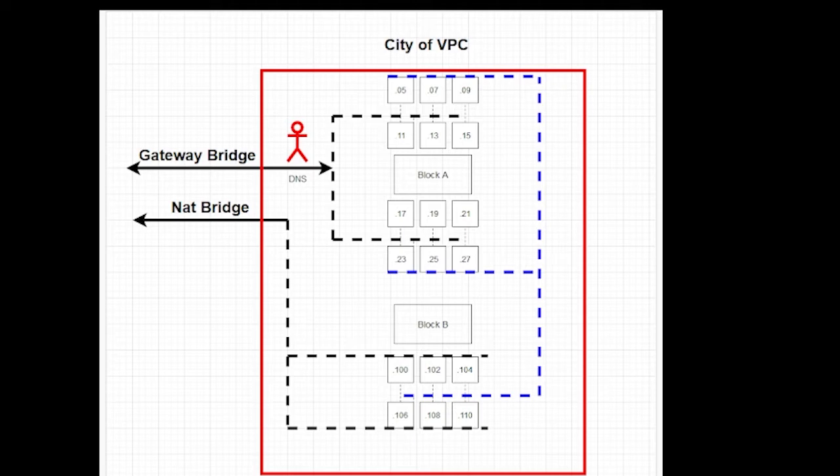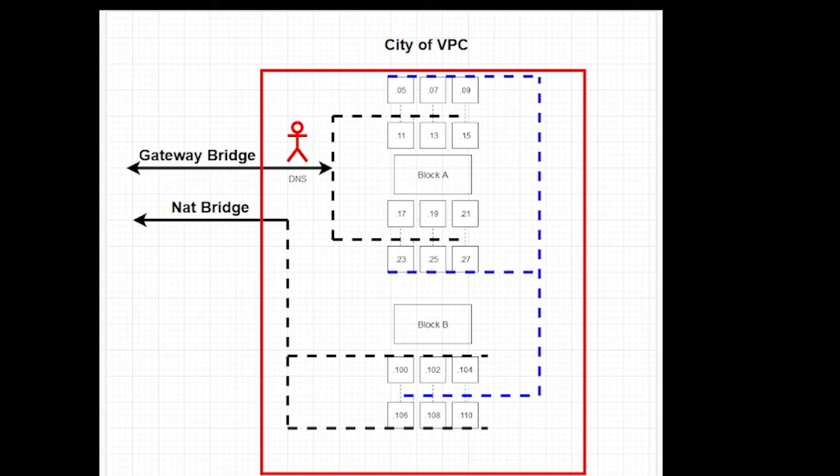Say someone from out of town visits, goes through the gateway bridge, and then asks DNS, "Hey, DNS, I'm looking for the hospital. Where's the hospital located?" And DNS will say, "I know where the hospital is. It's located at address 27." They say, "Okay, no problem," and go to address 27.